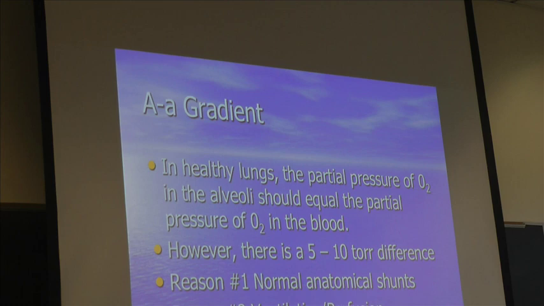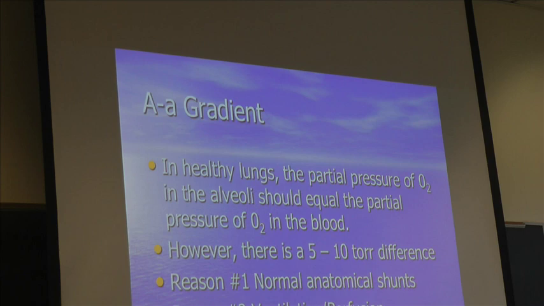So when you're talking about a blood gas to a physician, you can either say PaO2 is 60 millimeters of mercury, or you can say it's 60 torr. You use millimeters of mercury and torr interchangeably. So why would there be a 5 to 10 torr difference? It seems like if you've got healthy lungs, the oxygen in the alveolus is going to get into the arterial blood.